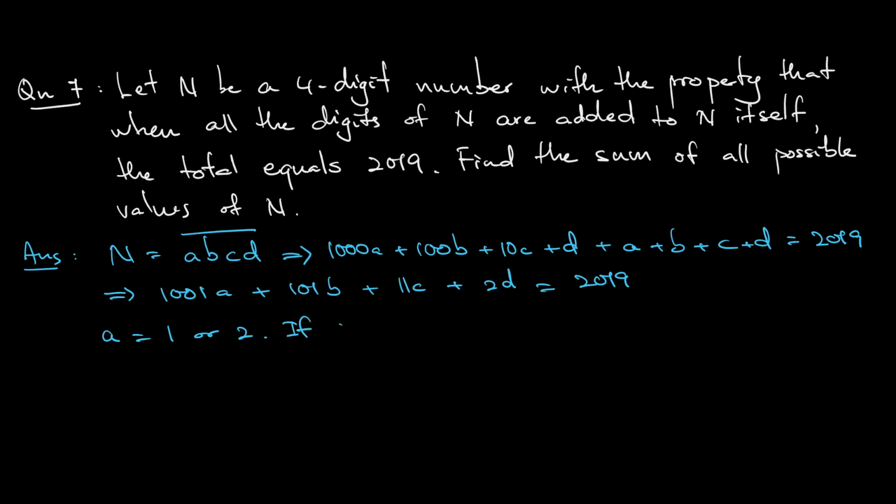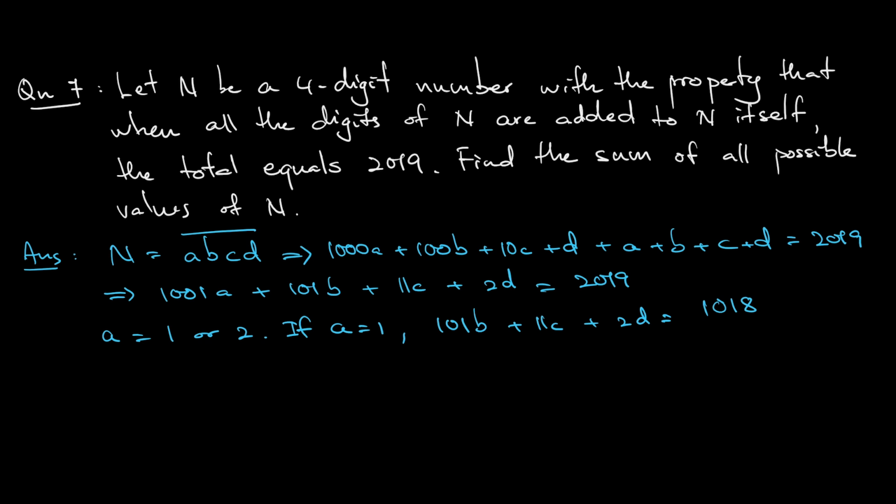If A is 1, substitute 1 in, alright, so it becomes 1001 plus the rest. So 1001, put it on the right hand side, so this is what the rest is, okay, 101B plus 11C plus 2D. 2019 minus 1001, that will be 1018.